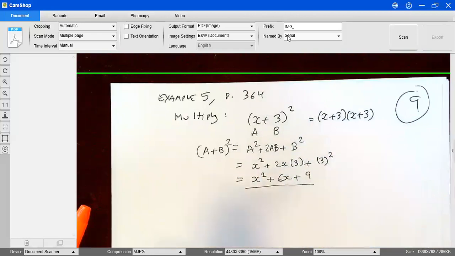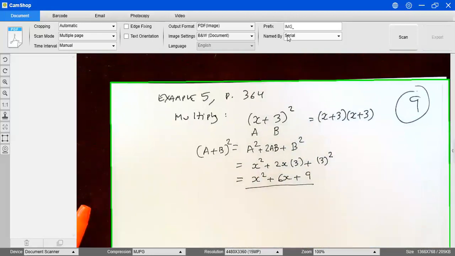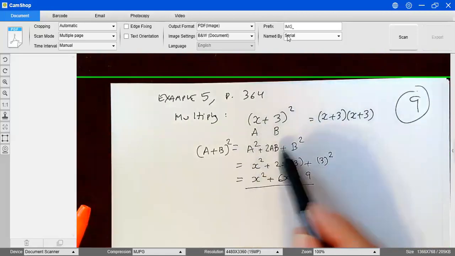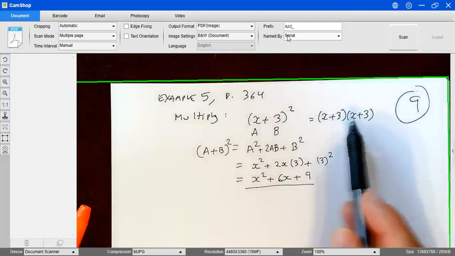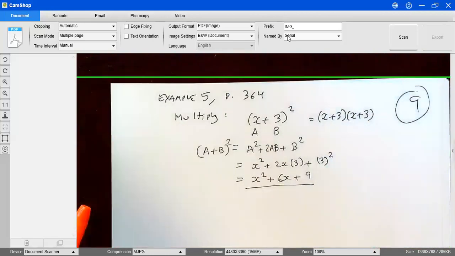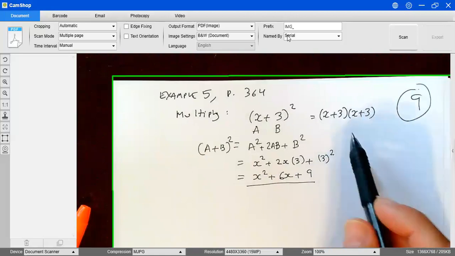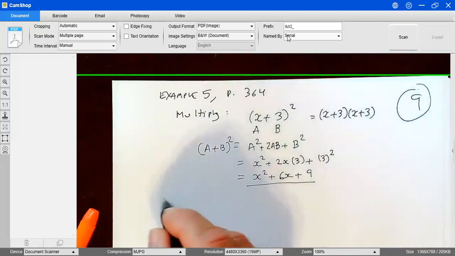So that's the final answer for this problem. If you don't remember this, just solve the problem by using this expression.